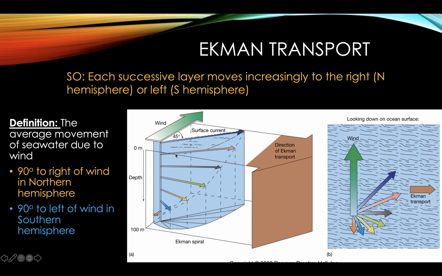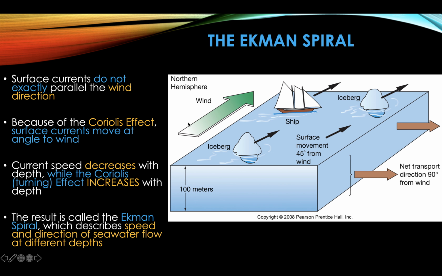Because of this spiral, the net transport will be 90 degrees to the right in the northern hemisphere, or 90 degrees to the left of the wind direction in the southern hemisphere. So you can see from this diagram here, at the surface the current is moving 45 degrees from the wind, and the overall net transport will be 90 degrees from the main wind direction.